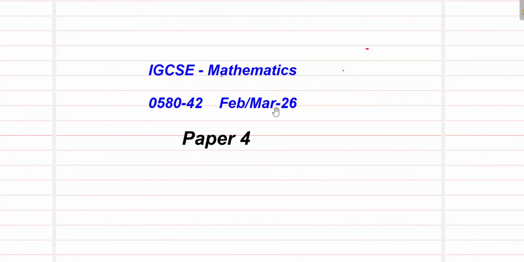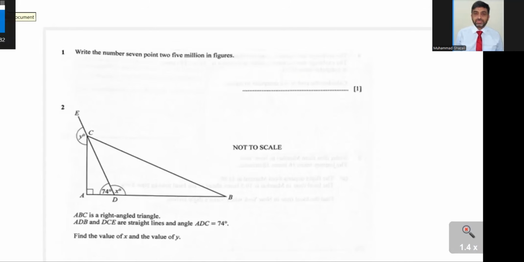Let's start the questions of this paper 4. Question number 1. Write the number 7.25 million in figures. Look here, this is the number 7.25 in millions. We will multiply this value by 1 million. 1 million means thousand thousand. And when we multiply 7.25 by a million, we will get the value 7,250,000. And this is the answer.